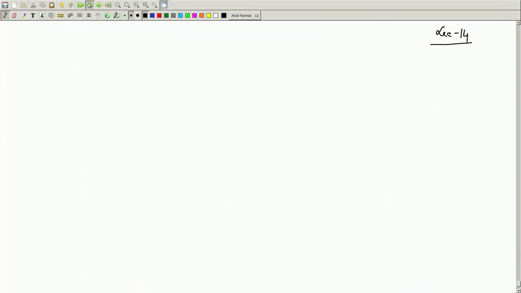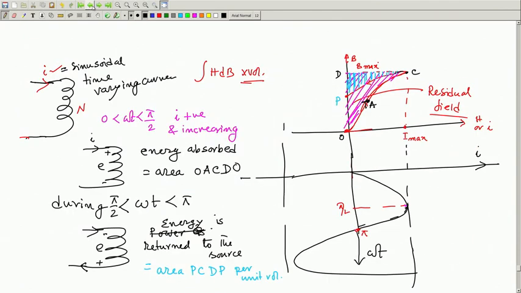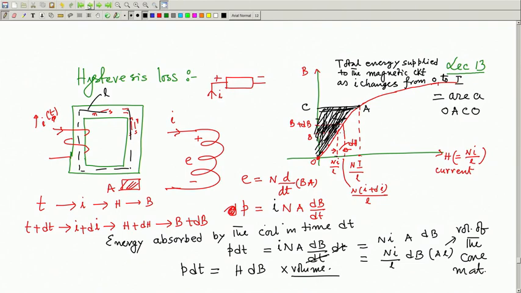Welcome to lecture number 14 on electrical machines 1, and we were discussing core losses. In our last class we were discussing hysteresis loss. Before that, of course, we discussed eddy current loss and the factors on which it will depend. Just a quick review of this previous thing.